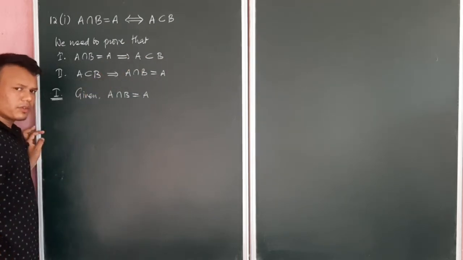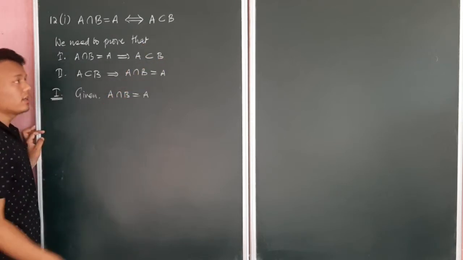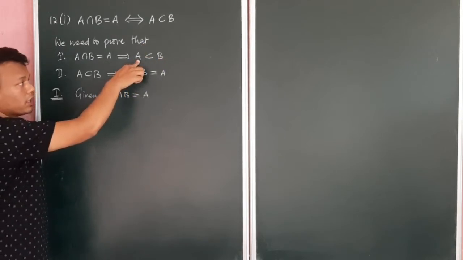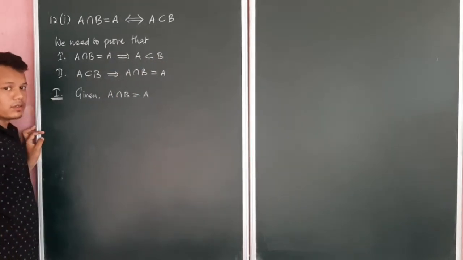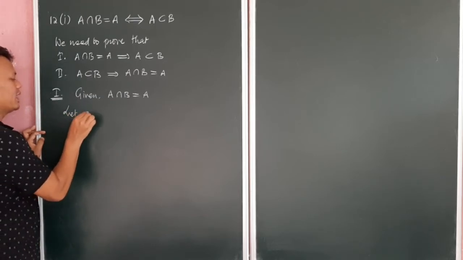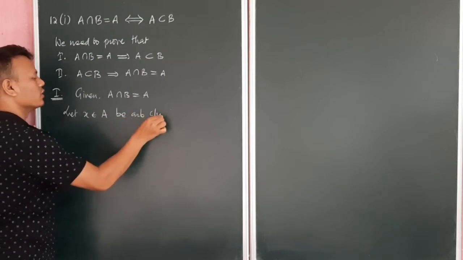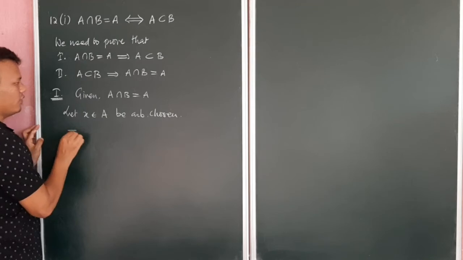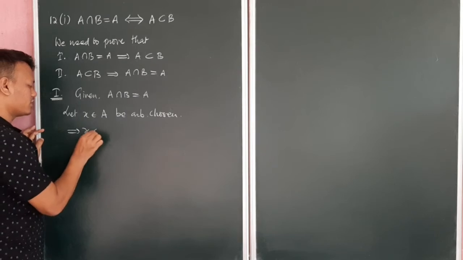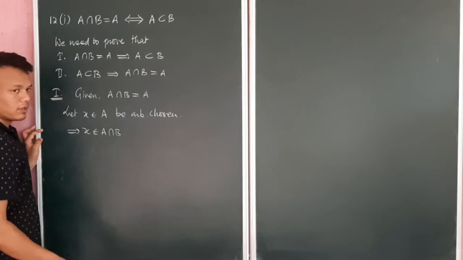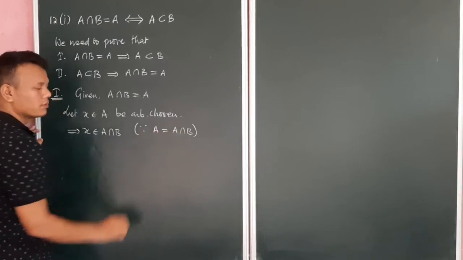Now what is the meaning of A is a subset of B? It means that any element of A is a part of B, right? So that's why I need to choose one random element from here, and if I show that that particular random element is also a part of B, then we are done. Okay, so let X belongs to A be arbitrarily chosen. I have chosen it randomly. Now if X belongs to A, we know that A is A intersection B, isn't it? So this means that X belongs to A intersection B as well. Why? Because A can be written as A intersection B.